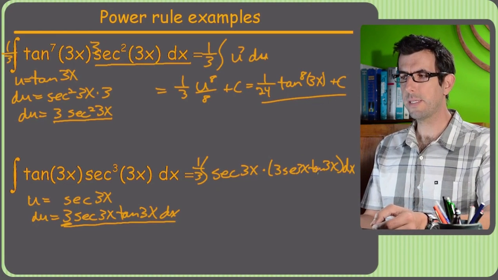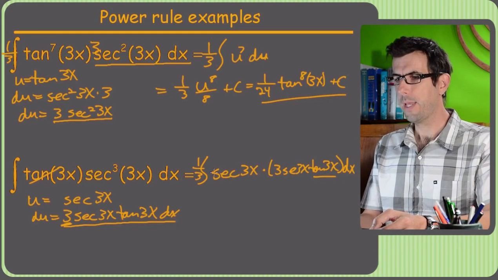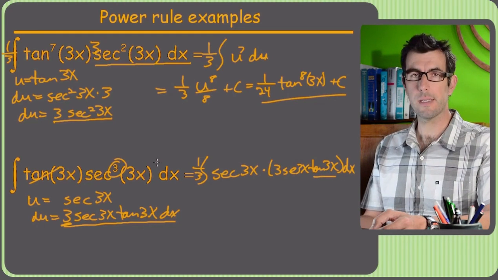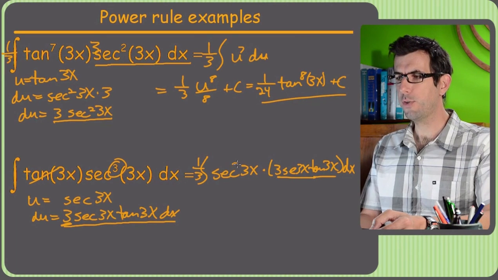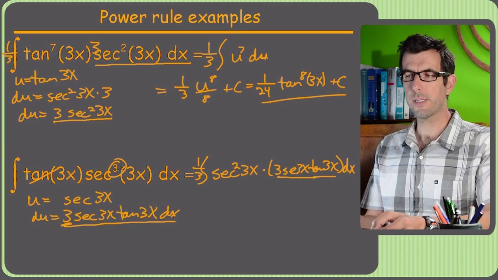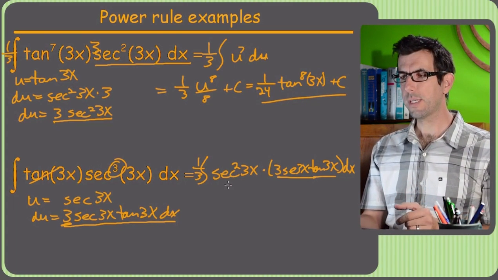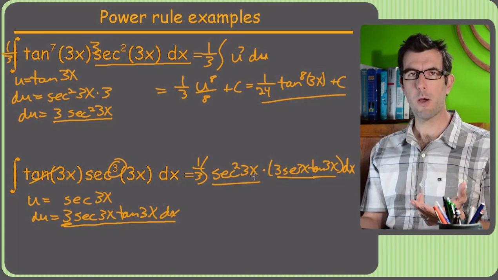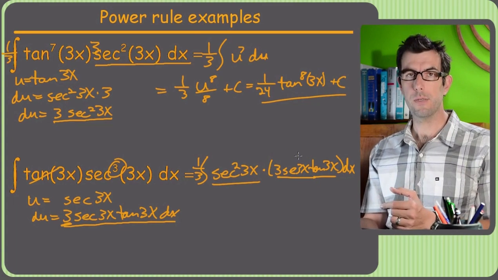So how many secants do I have left? I used the tangent right here, and I've got a total of 3 secants. And I've already used 1 as part of my du, which means I only have 2 left. So does that make sense? I basically took this secant cubed and broke it up into a secant and a secant squared. I use the secant squared as part of my power rule thing, and then I use one of the secants as part of my du.